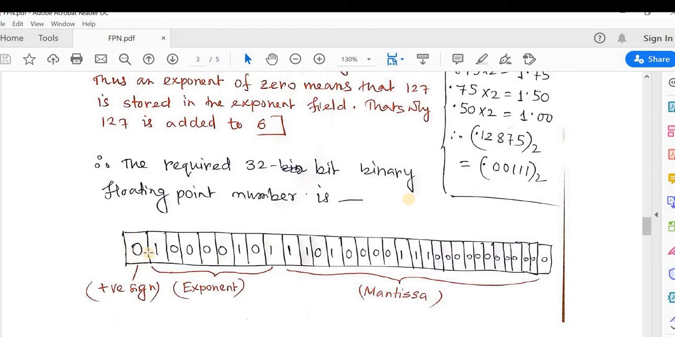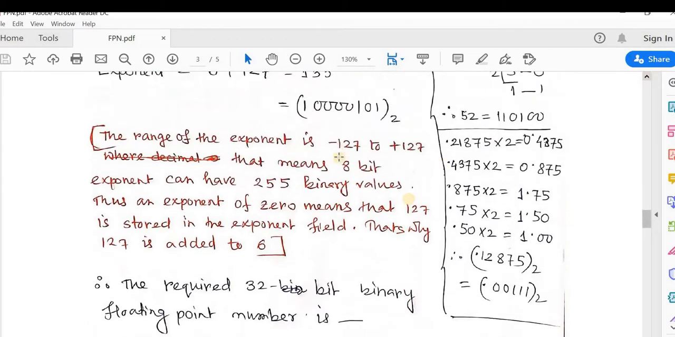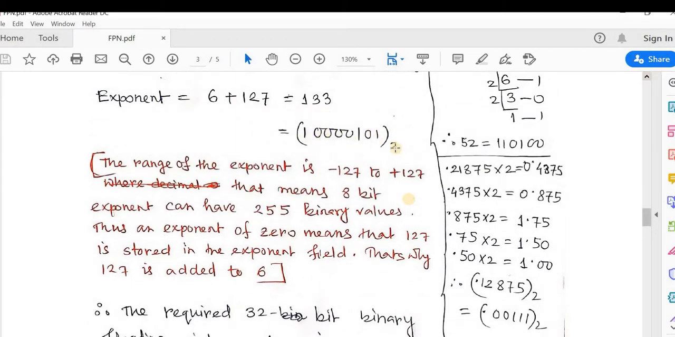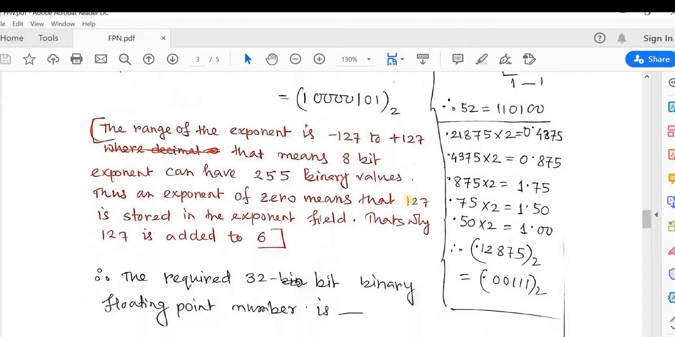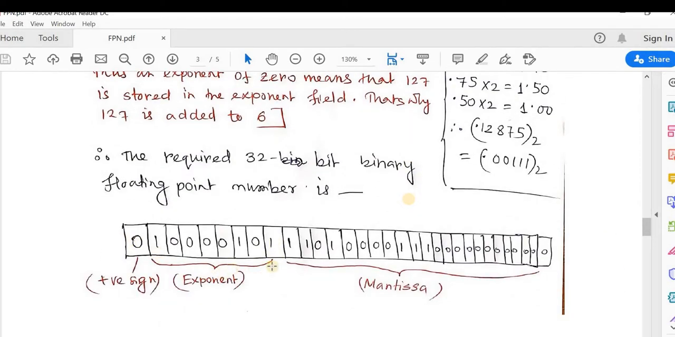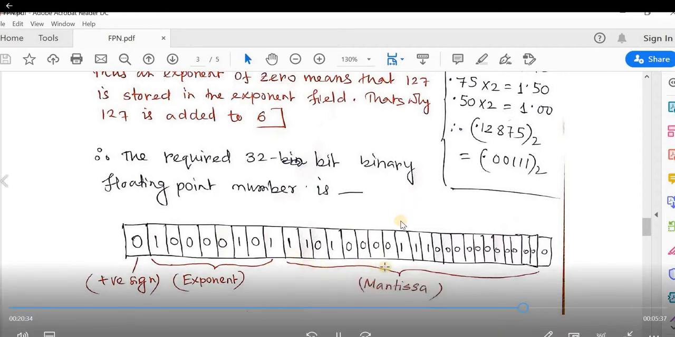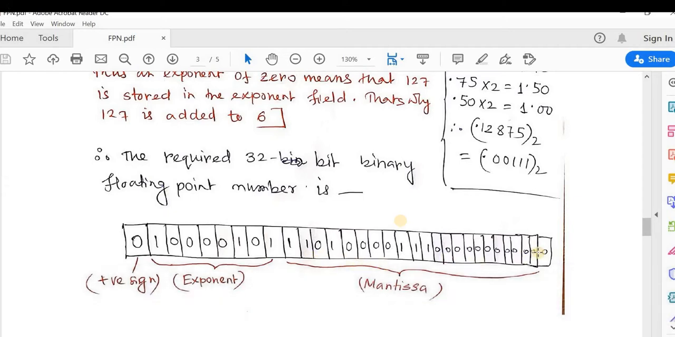The first bit is for the sign bit, since the number is positive, so it will be 0. Next 8 bits are for the exponent. Next 23 bits are allocated for mantissa. So this is the 32 bit representation of the real number.